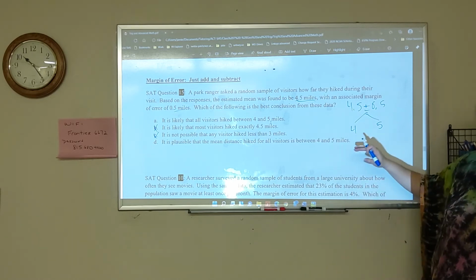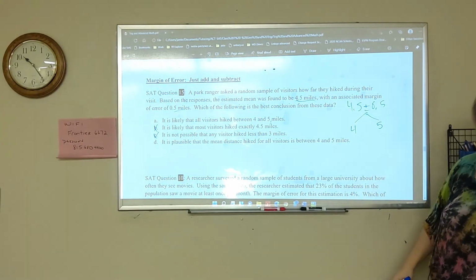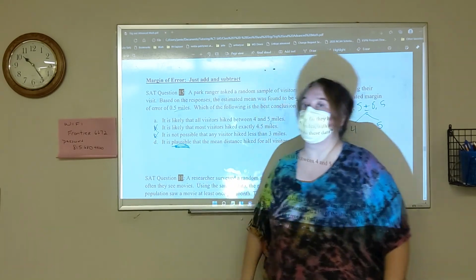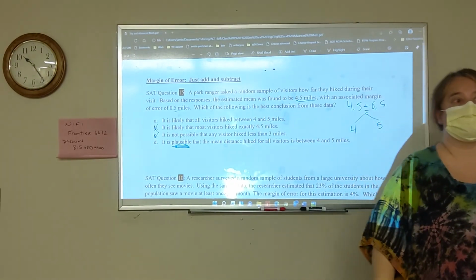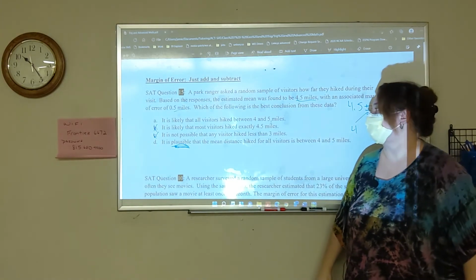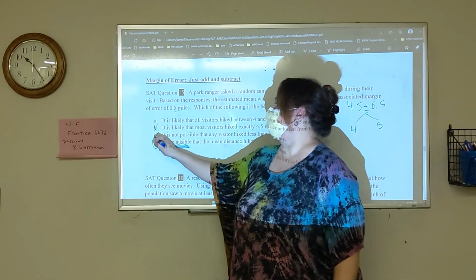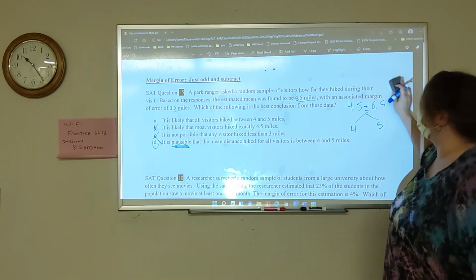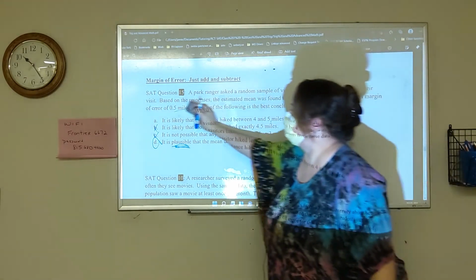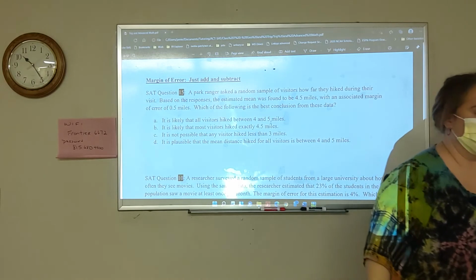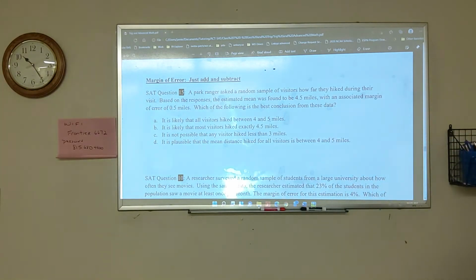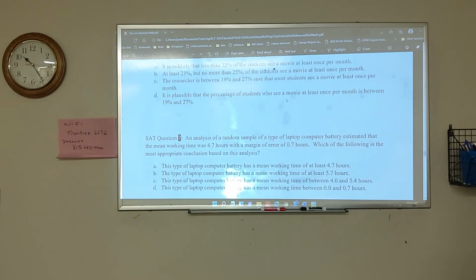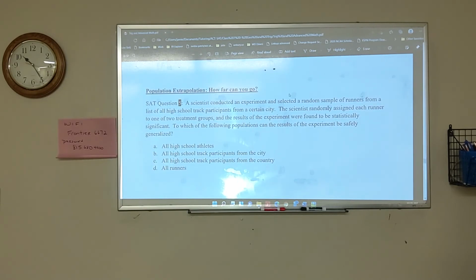My word in stats problems that is absolutely liquid gold is right here. Plausible. If you see that word plausible, that's going to be your answer. Always watch for it. My answer is D. Nothing is certain in stats, so they always want plausible. 10 you can do on your own. 7 you can do on your own.